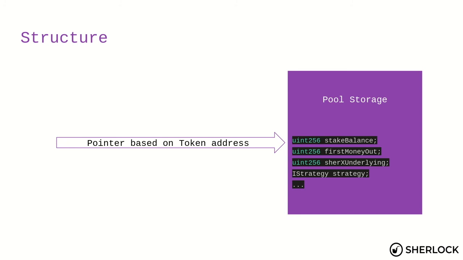So the structure, to get some confusion out of the way: we add multiple tokens, it can be 10 different tokens from the stakers, 10 different from the premiums, and every token has the same storage layout, and the pointer to the storage is calculated based on the token address.